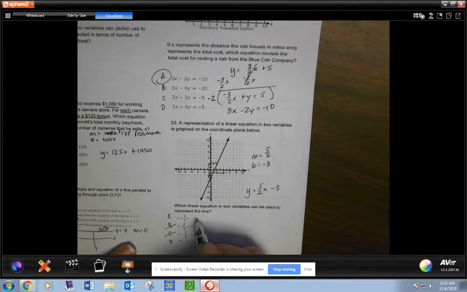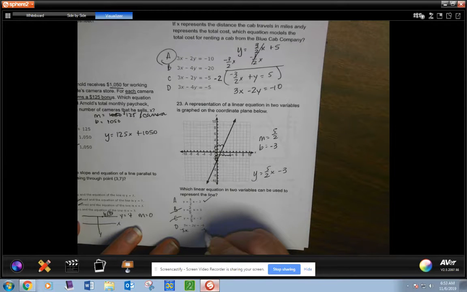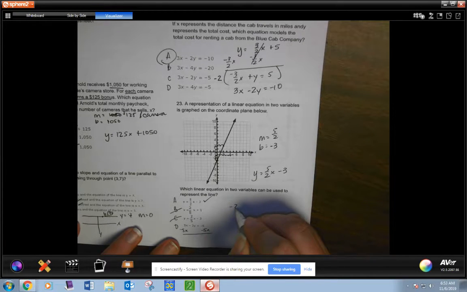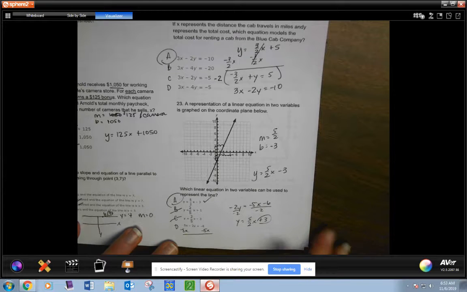Now, that does match A, but I am going to check just to make sure. So I'm going to subtract 5x on D. That gives me negative 2y equals negative 5x minus 6. And then I divide everything by negative 2. And that gives me 5 over 2x plus 3. And there's the problem, plus 3. So A is my answer.